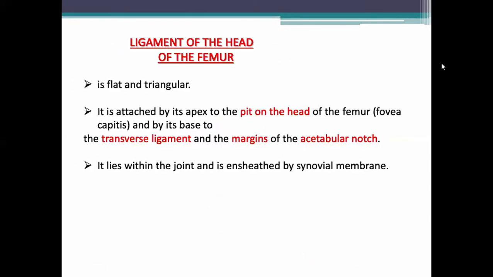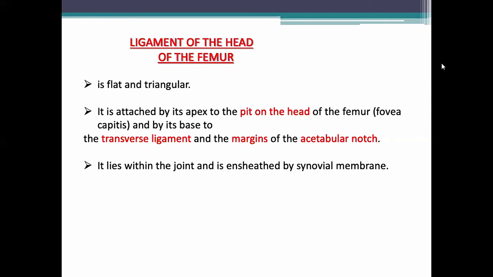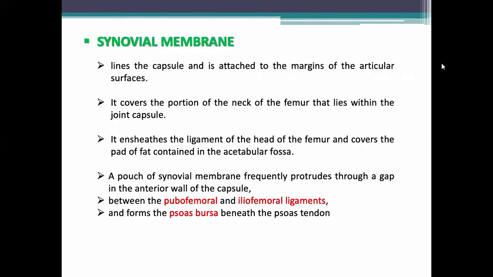Another ligament is the ligament of the head of the femur. This ligament is flat and triangular. It is attached by its apex to the pit on the head of the femur, the fovea capitis, and by its base to the transverse ligament and the margins of the acetabular notch. It lies within the joint and is encircled by synovial membrane.